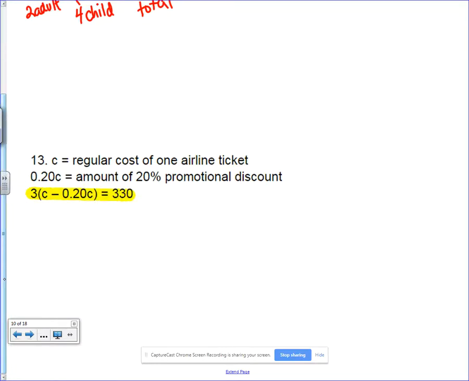Well, if I look at this, C right here is the regular cost. Then I am subtracting this 0.20C. So I'm taking off the discount, which is what a discount does. It makes your price get lower. So it looks like 3 people are flying on this airline, and they are all getting a 20% discount for a total price of $330.